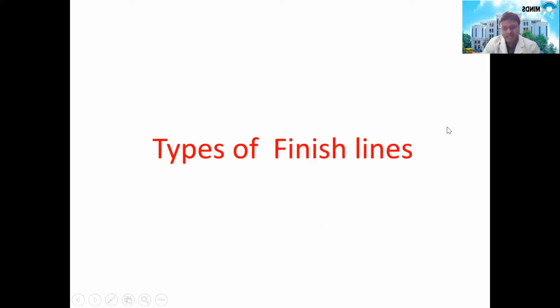So coming to the different types of finish lines which we usually give, we have the shoulder, we have the radial shoulder, we have the chamfer, we have the chamfer with bevel, we have the feather edge, etc. So depending upon the restoration which we are going to keep, let's see the different types of finish margins.